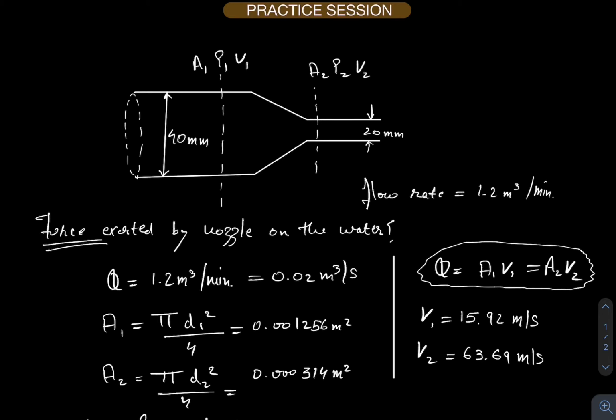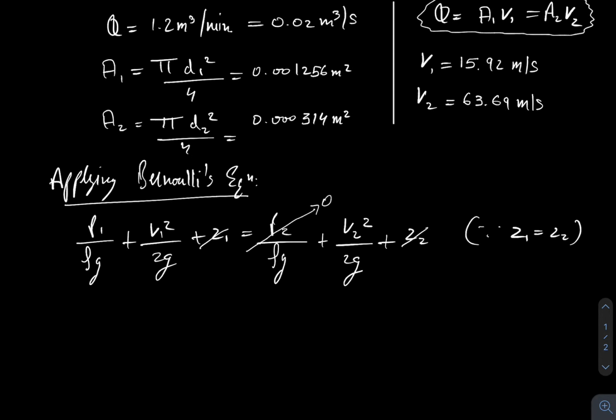Here P1 is taken as gauge pressure. Both side atmospheric pressure will be acting. So basically we will take P2 as 0. Okay. We have taken atmospheric pressure as a reference here. So P2 will be equal to 0.